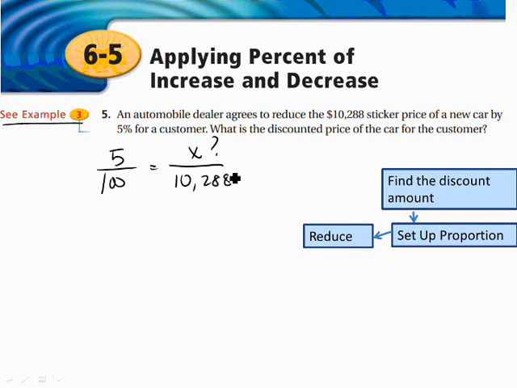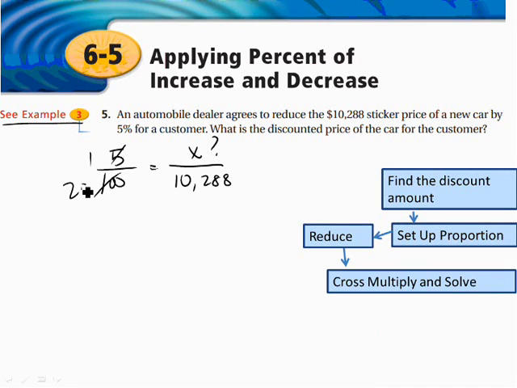We've set up our proportion. Let's reduce if possible, yes. Let's divide that by 5, that's 1, and that's 20. Now you can decide, it might be easier for me to divide that by 20, it might be easier for you to multiply it by 5 and then divide it by 100. It's up to you. Alright, reduce it or not. Next you must cross multiply and solve. 20x equals 10,288. Divide both sides by 20. And x equals, here we go.